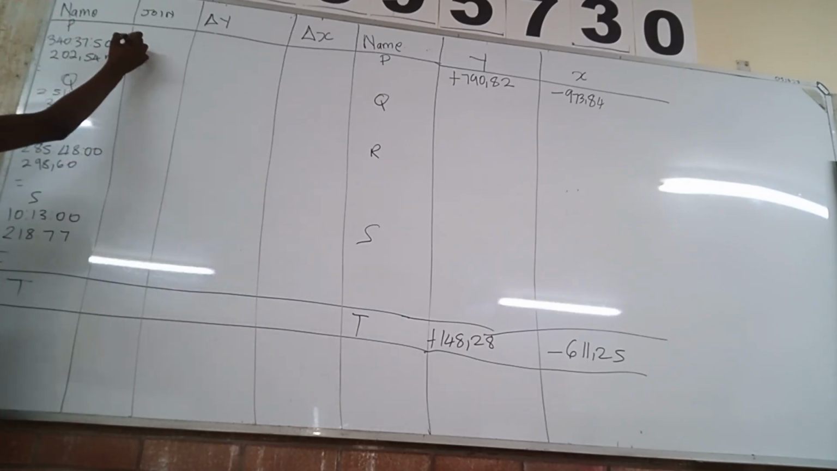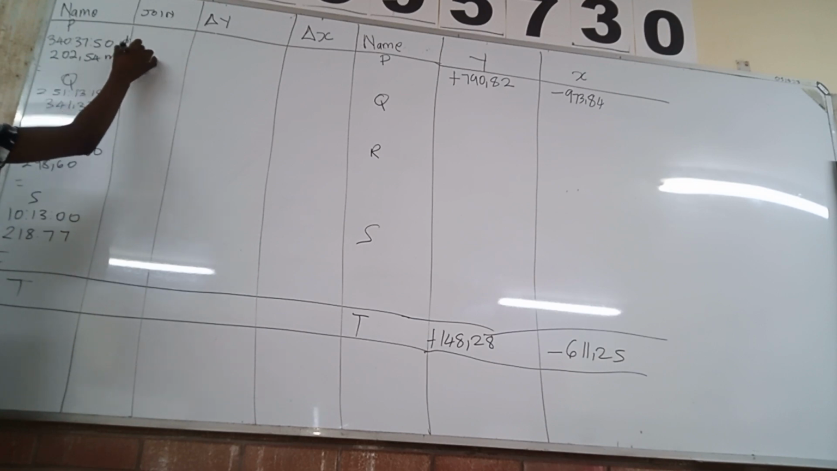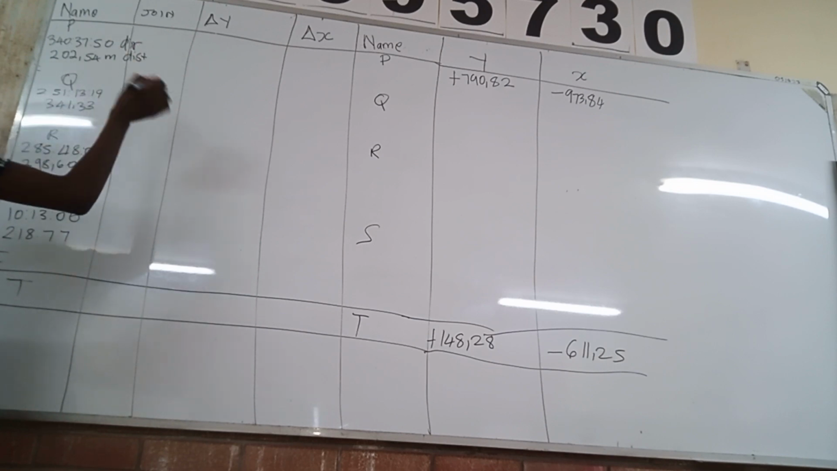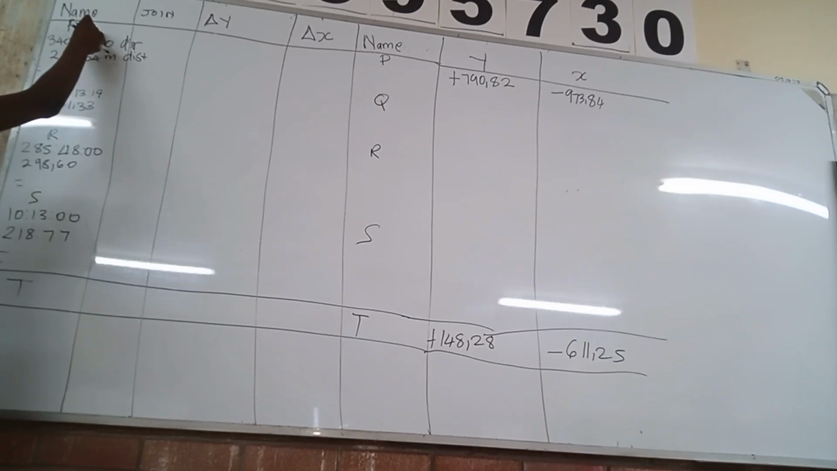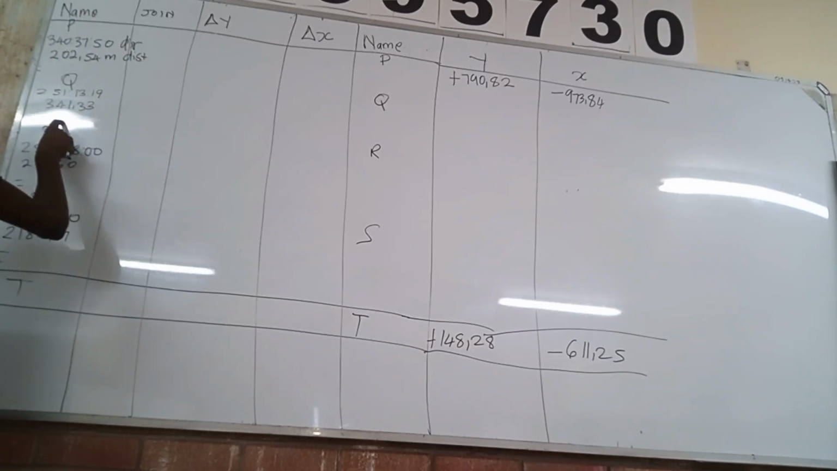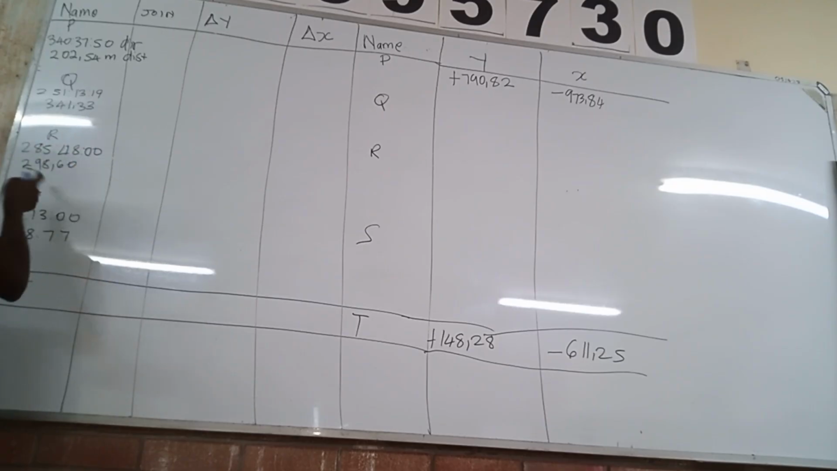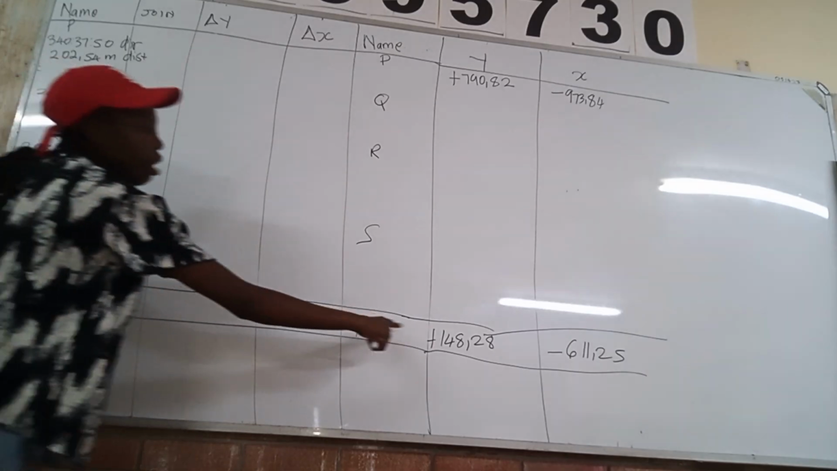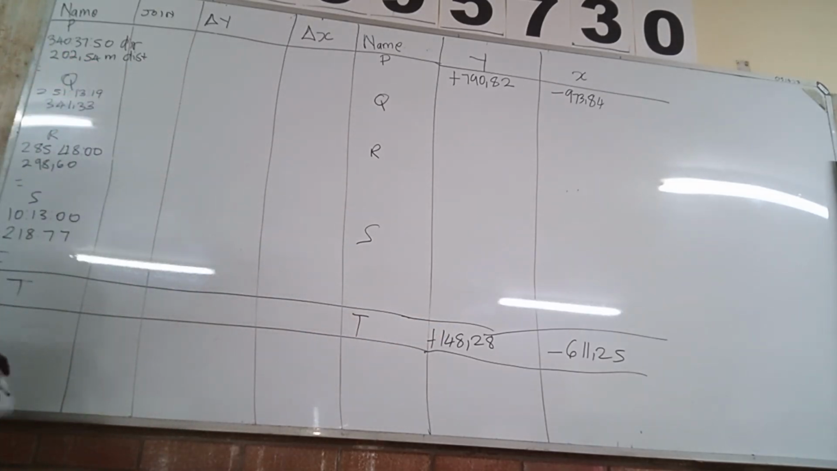So it's direction, this is direction. You're going to start with direction and then distance, direction, distance. So it is P, which is the letter, direction, distance, you skip a line. Q, direction, distance, you skip a line. R, direction, distance, you skip a line. S, direction, distance, you skip a line. For T, they did not give us any direction or distance. However, they gave us Y and X coordinates. So what is our next step? Our next step is to find the change in Y. How do we find the change in Y?